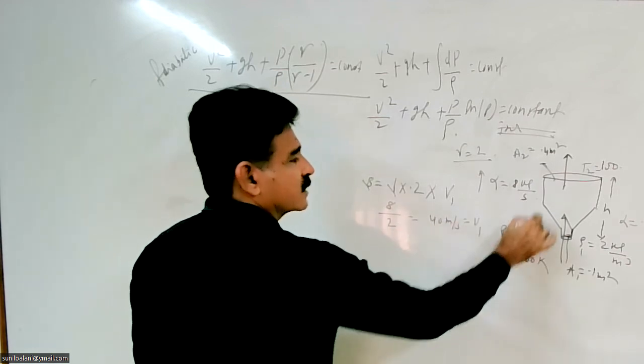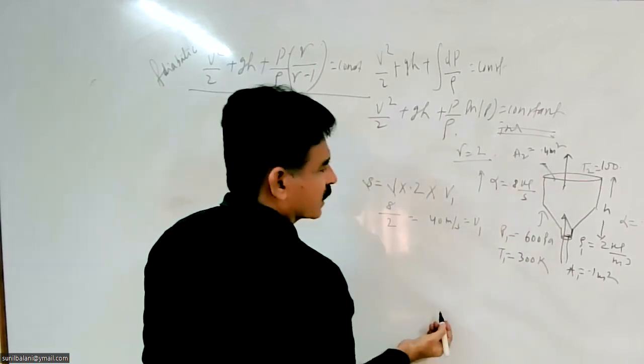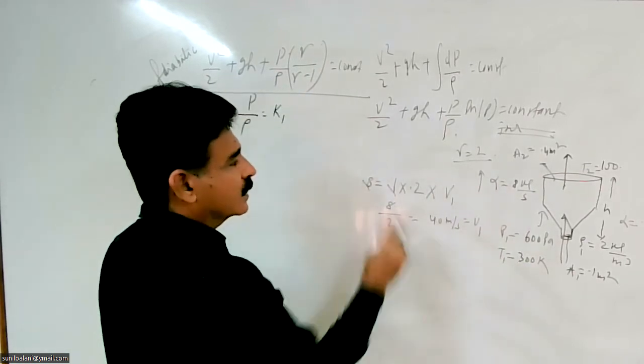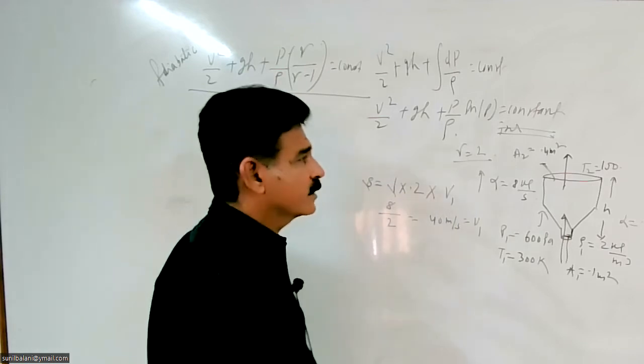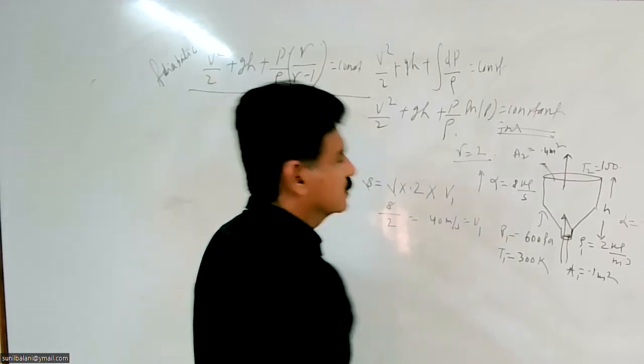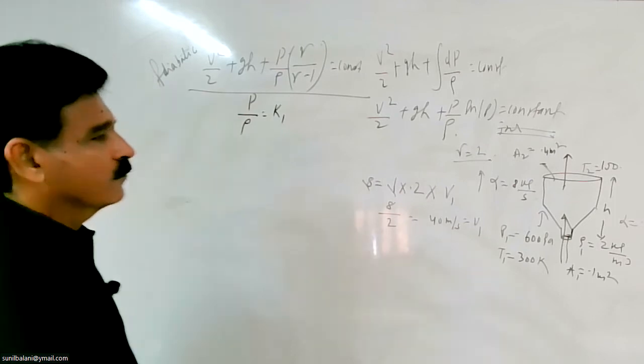This is the velocity at this point. There also, if you want to calculate, you will require the area, you will need the density, and you don't have the density for that particular reason. Fine. So let us go further.